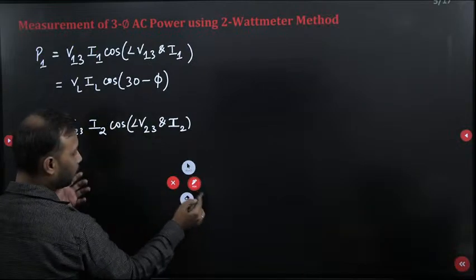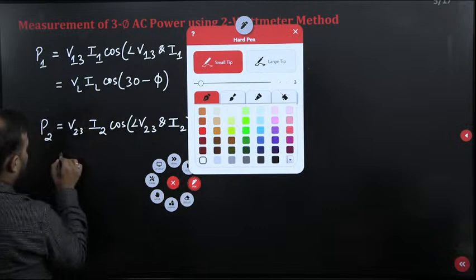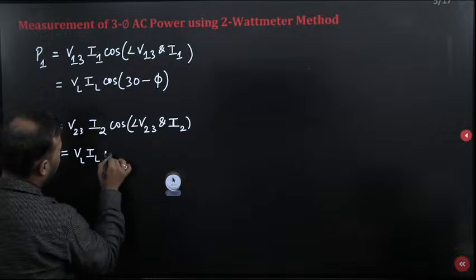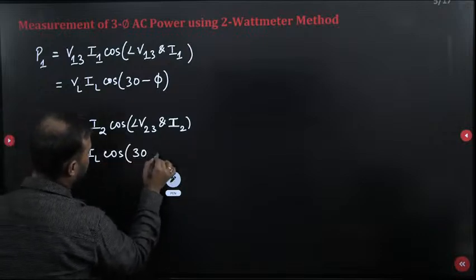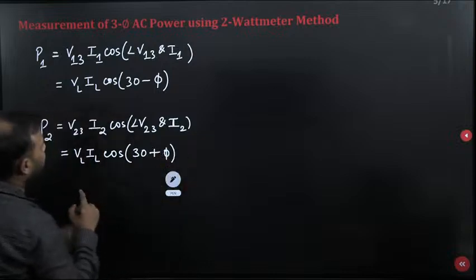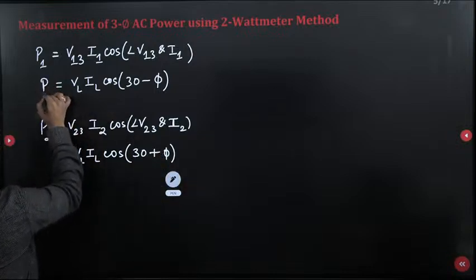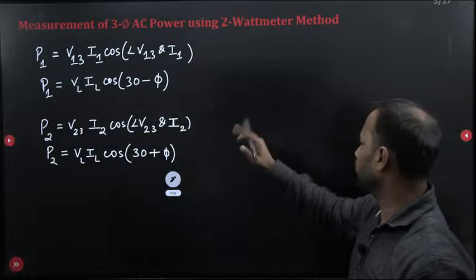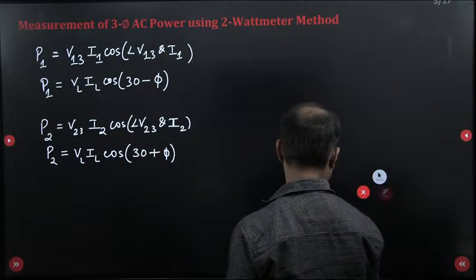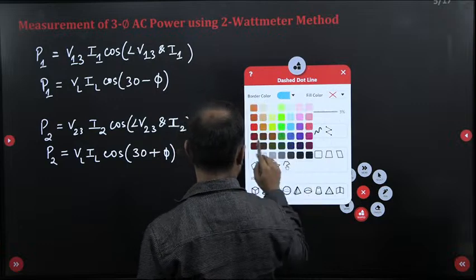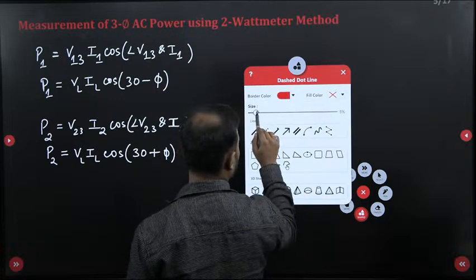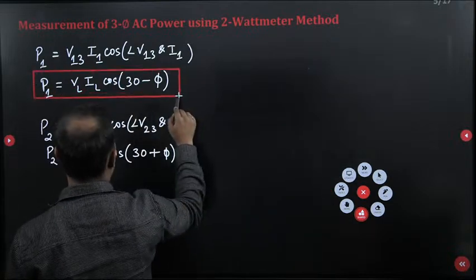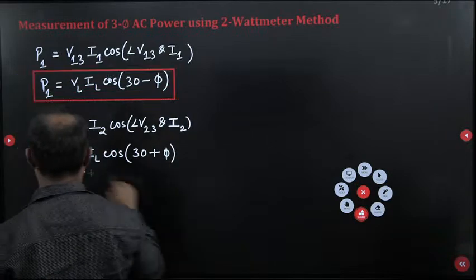So if you look at here, this V23 is the line voltage, which is VL. I2 is phase current, which is equal to line current. And cos of angle between those two is 30 plus 5. So please remember these two formulas. These two formulas are very, very important. If you remember these two formulas, you can solve any question from this topic. So let me box this as well. So first this one and the another one is this formula.